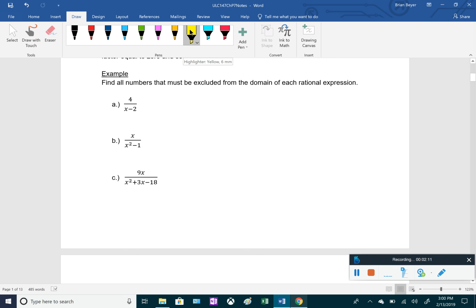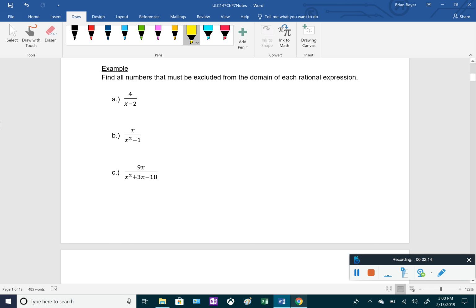So find all numbers that must be excluded from the domain of each rational expression. The first one, 4 over x minus 2. We have to think what value of x will make that denominator equal 0. So we set it equal to 0. This is a linear equation. We need to get x by itself. To get rid of the minus 2, we do the opposite operation, which is add it. We add it to both sides, so on the left we get x equals 0 plus 2.